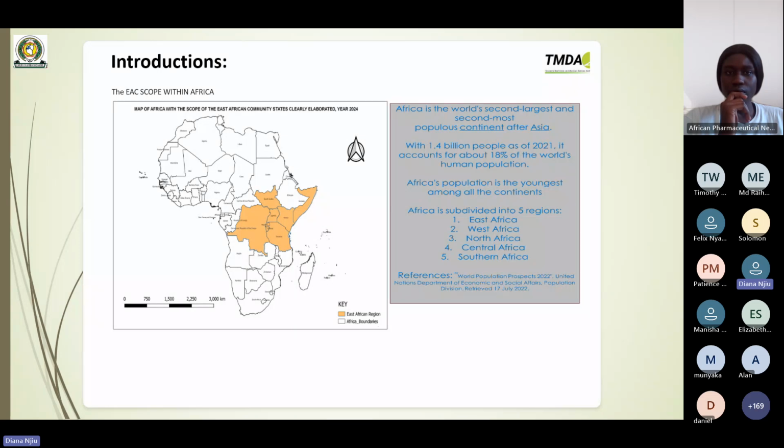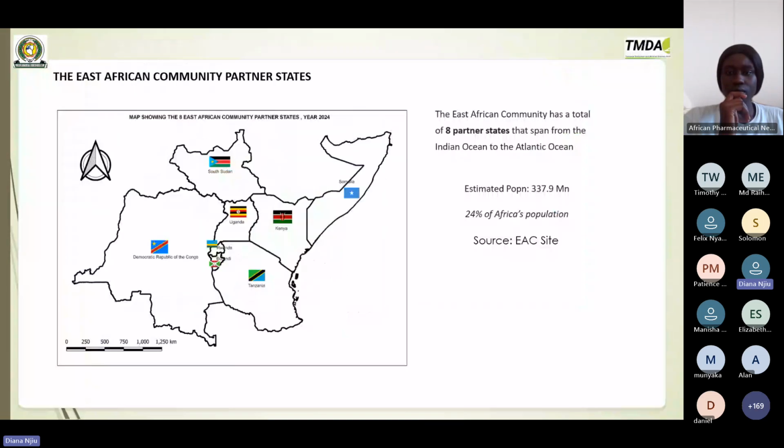So coming to the overview of the East African Community, which is one of the regions within Africa. The East African Community was officially formed on December 1st, 1967, with the founding members Kenya, Uganda, and Tanzania. And it aimed to create a common market, economic cooperation, and shared services.